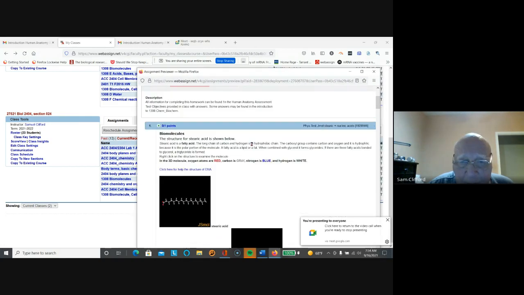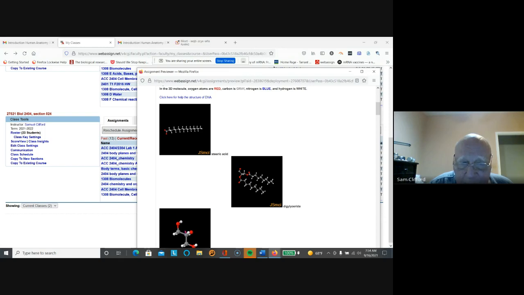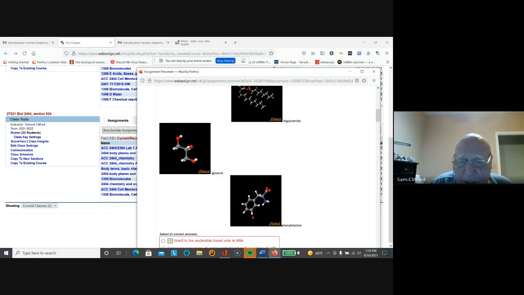Okay, so this is stearic acid. It's a fatty acid. It has a carboxyl group here, and it has a chain of hydrocarbons. This is a diglyceride. It has two fatty acid chains joined to glycerol at these three places where there's a hydroxyl group and a carboxyl group. So that's going to form a diglyceride.